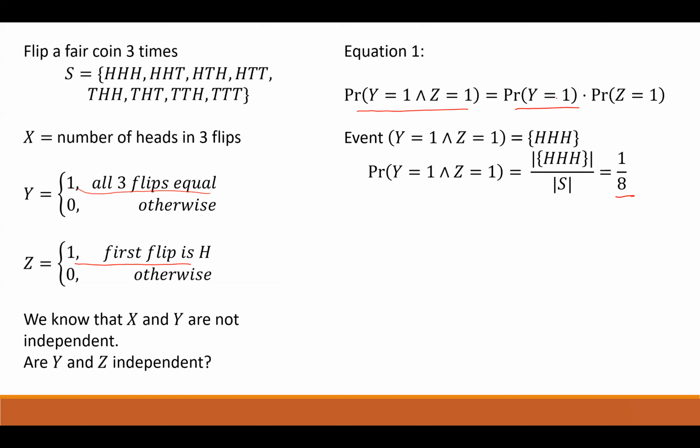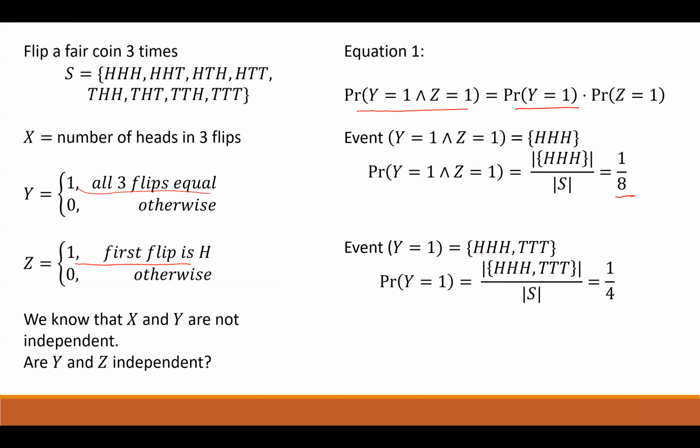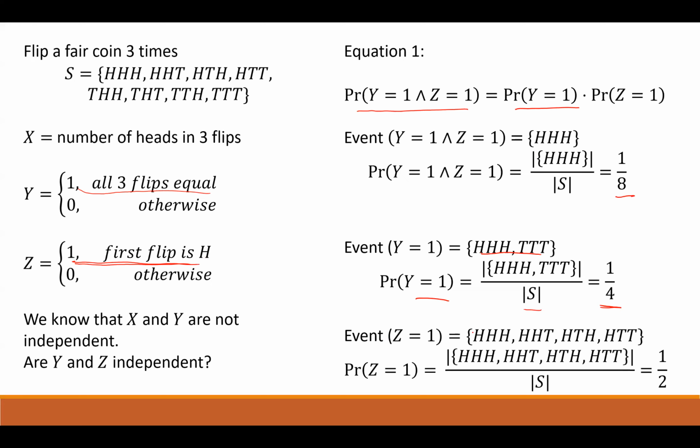Now the probability that Y is equal to 1, all 3 flips are equal. So that's 2 outcomes. So the probability that Y is equal to 1 is 2/8 or 1/4. And the probability that Z is equal to 1, well, Z is all of the outcomes where the first flip is heads, which is half of them. So the probability that Z is equal to 1 is 1/2.